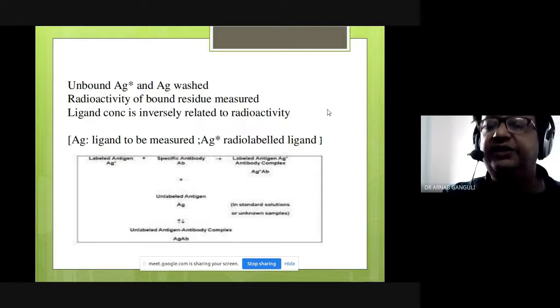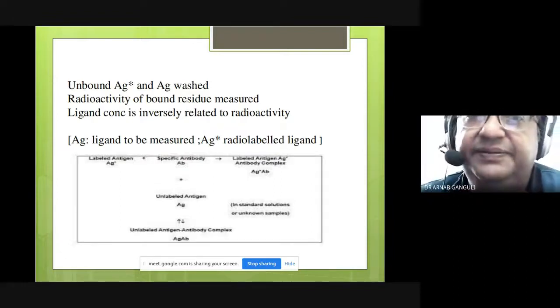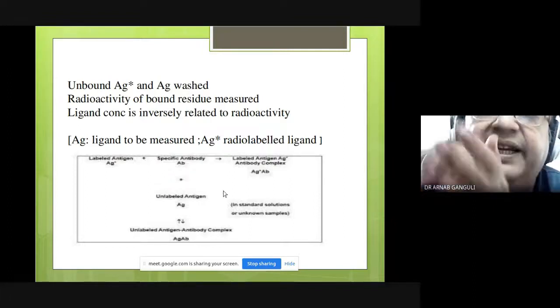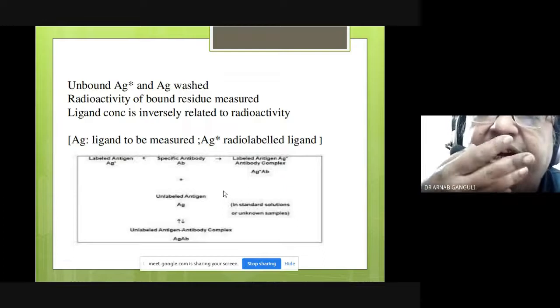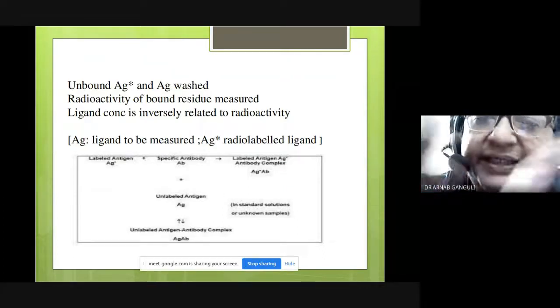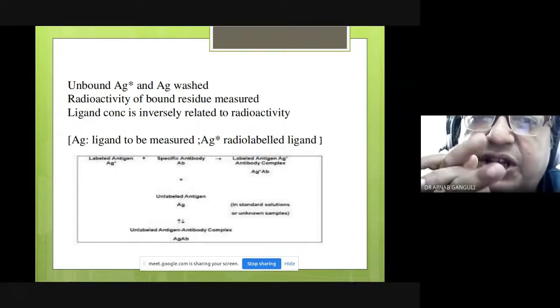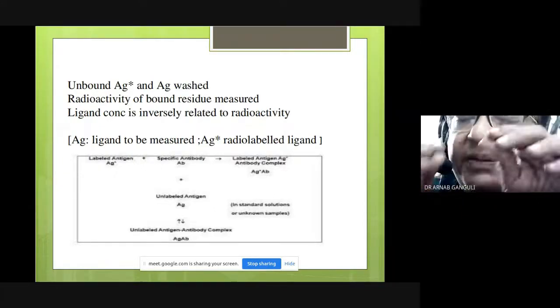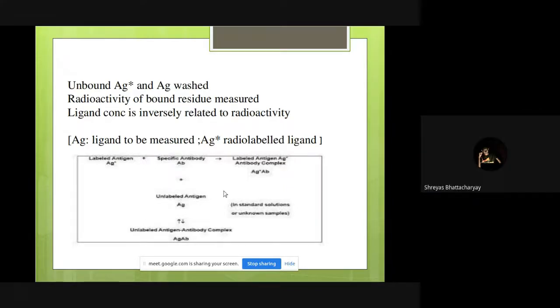So the more radioactive signal you get, the less ligand there is. Because if the ligand, the antigen, has bound, then all the unbound radioactivity is going to be washed away. Clear? Same like ELISA, only you are using radio labeled antibodies. Clear?